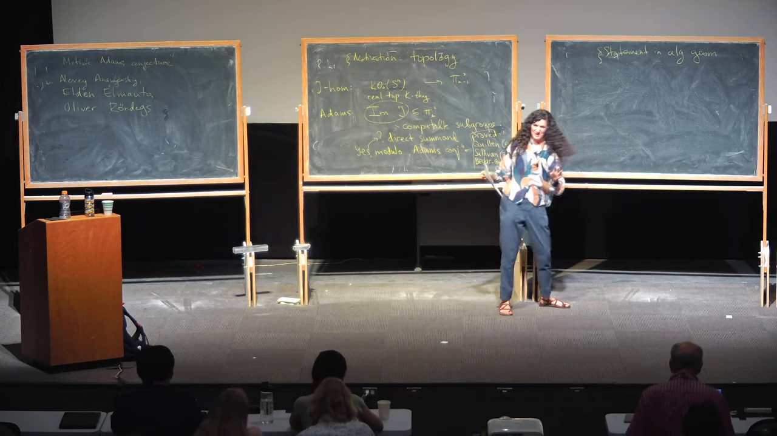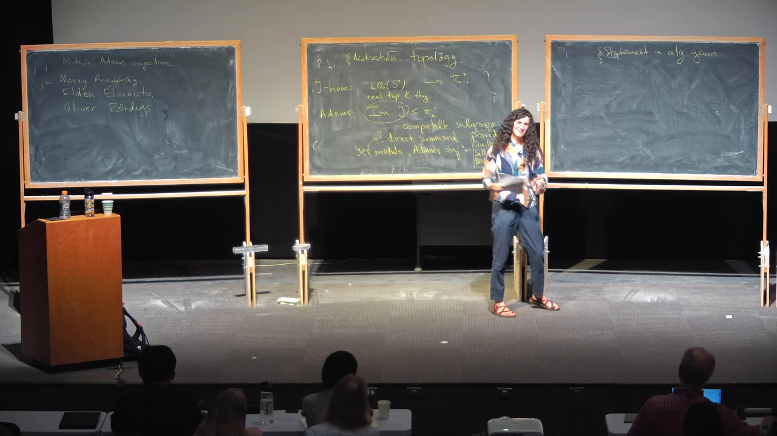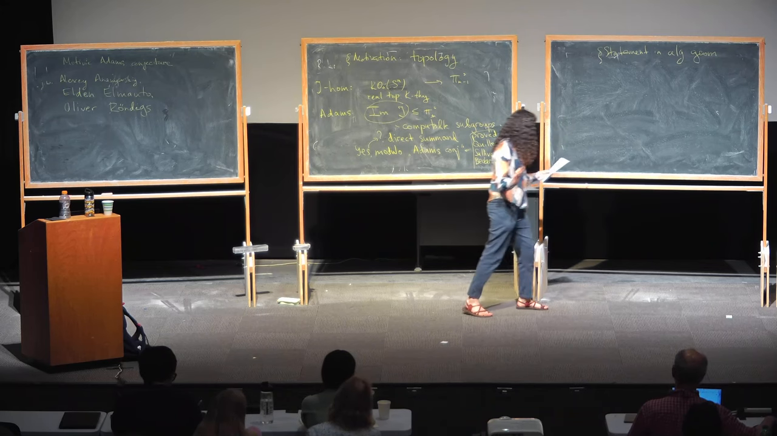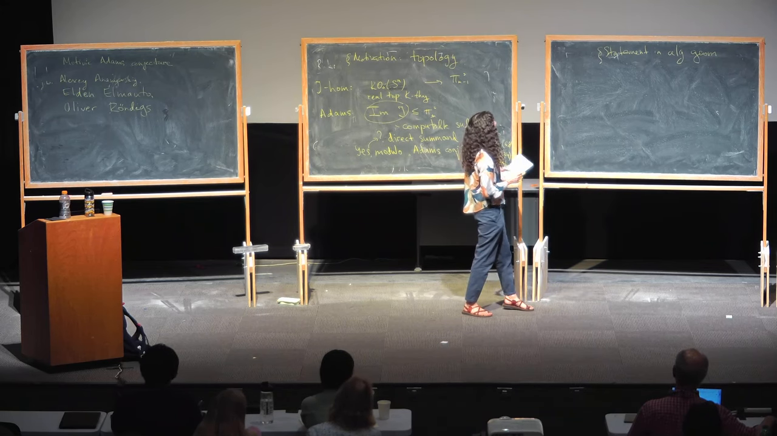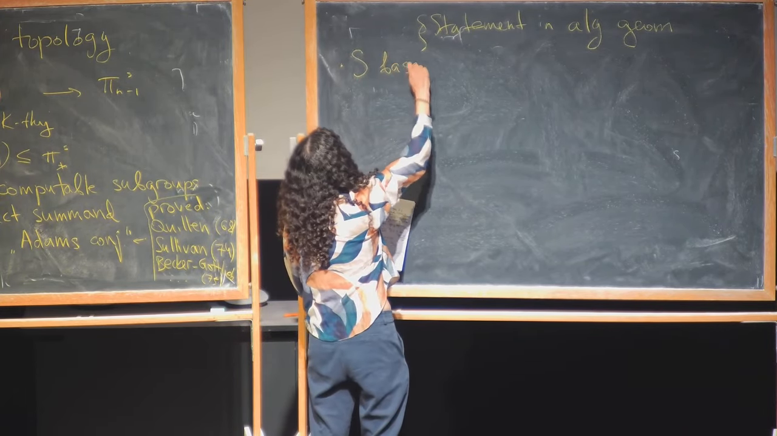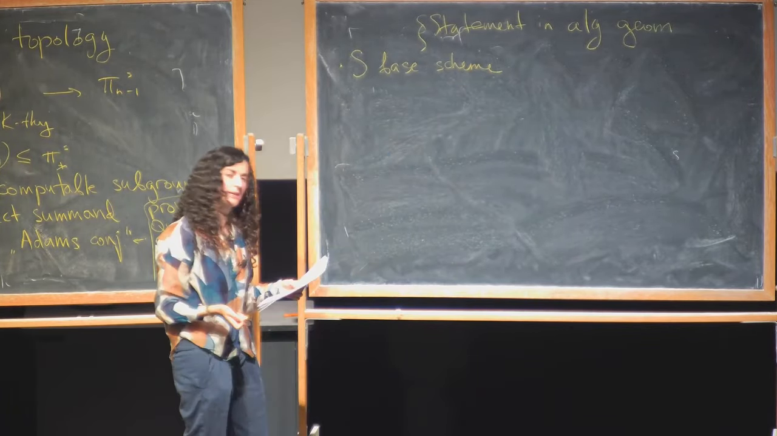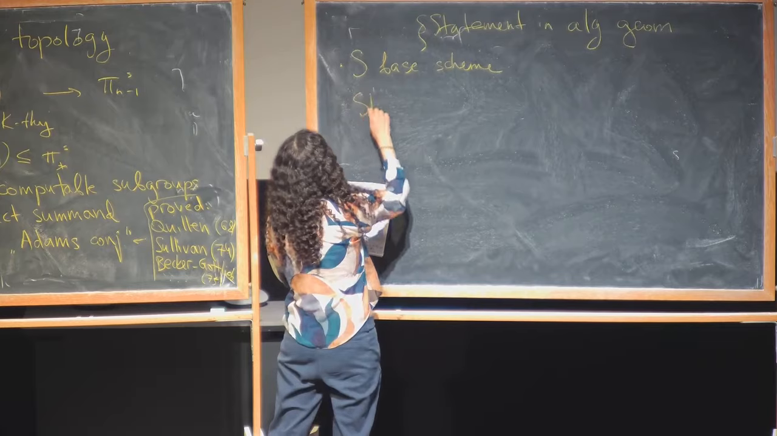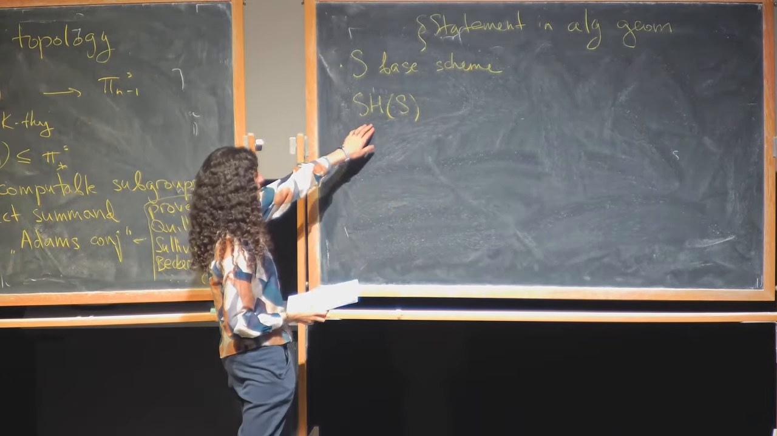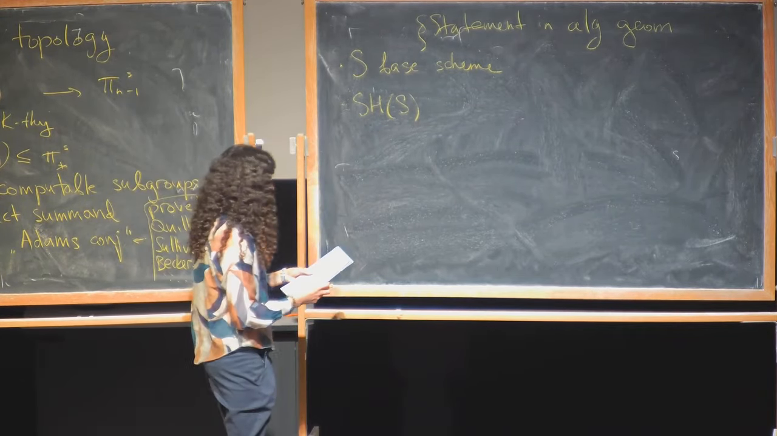So I haven't said anything so much yet, but later, please feel free to ask questions. Maybe I'll be able to answer them. If not, we can discuss them later. Okay, so we start with a base scheme. Let me call it S. And we will be living in SH of S, the Motivic stable homotopy category of S, the place where generalized cohomology theories of smooth S schemes are living. So I guess you have already learned about it in the past 10 days.